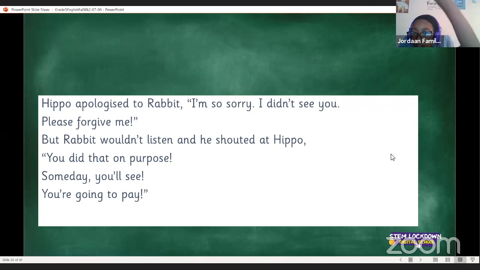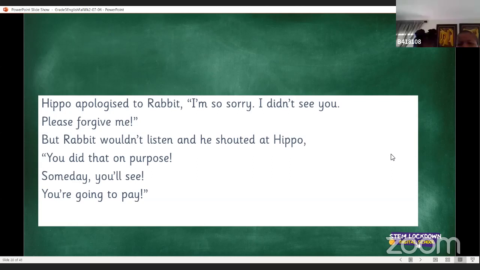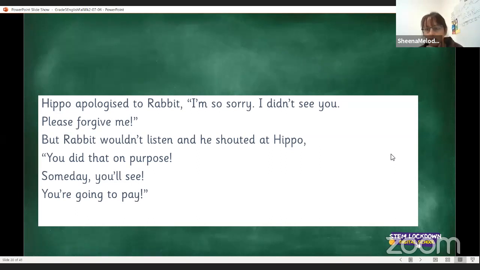The rabbit is feeling angry and the hippo is feeling sad. The rabbit is angry and the hippo is sad. And young man over here, would you like to share? Yes, either one of you.